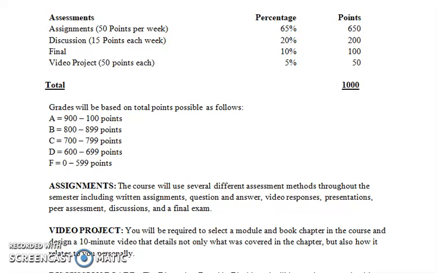So as far as assessments go in the class, we will use several different assessments, including written assignments, question and answer, video responses. I really enjoy videos. I really enjoy having students create their own videos. I think it's a good way to present ideas. I also like presentations, peer assessment, discussions, and then the final exam.